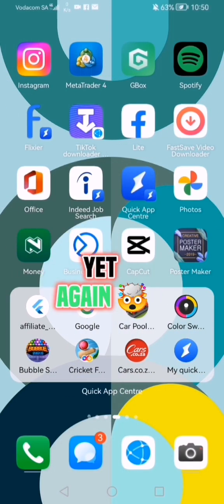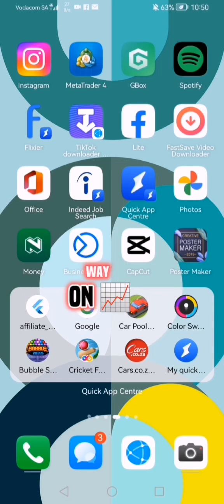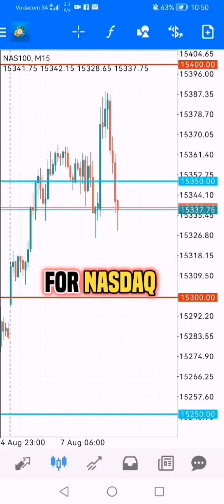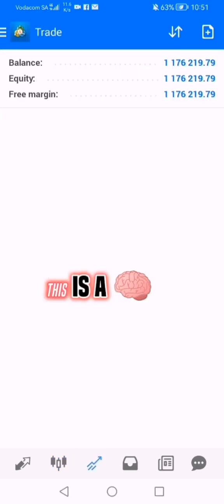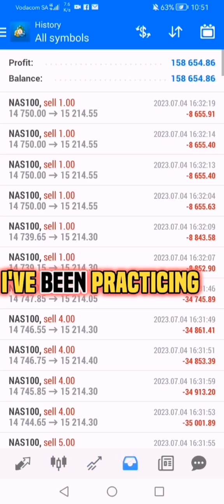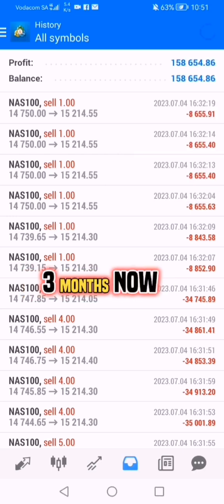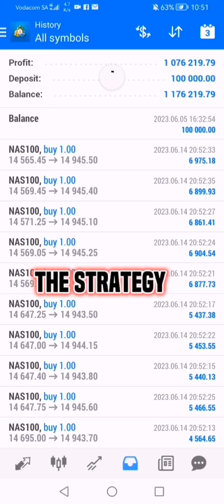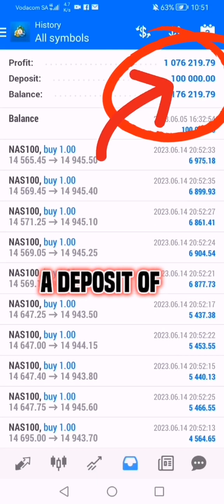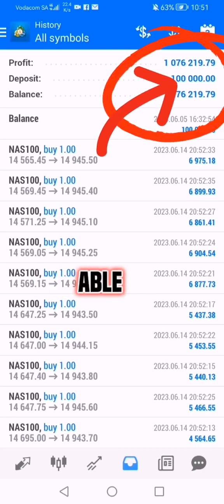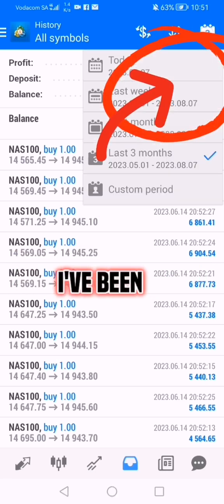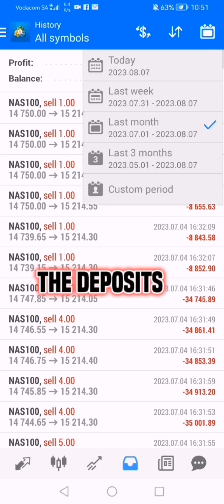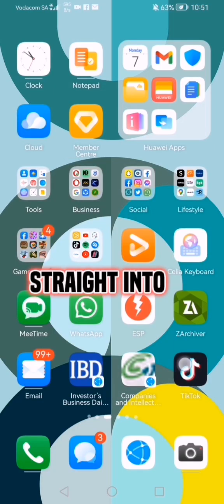I've actually yet again found another way on how to trade Nasdaq, and the strategy is only available for Nasdaq traders. This is a demo account, by the way. I've been backtesting the strategy for almost 3 months now, if not 2 months. From a deposit of 100,000, I've been able to make 1 million. So I've been able to make a lot of profits from just the deposits of 100,000 straight into the strategy.